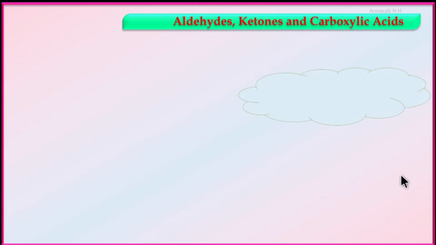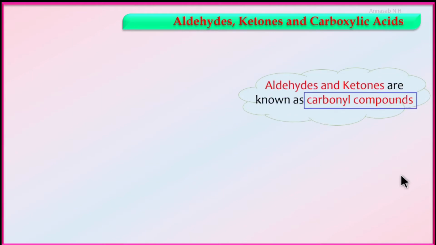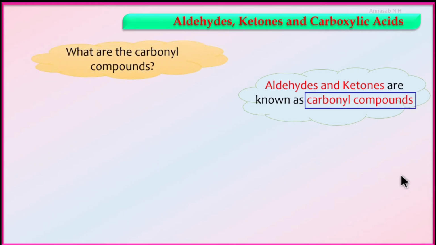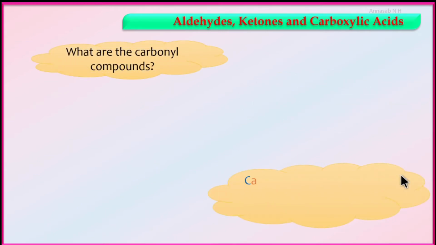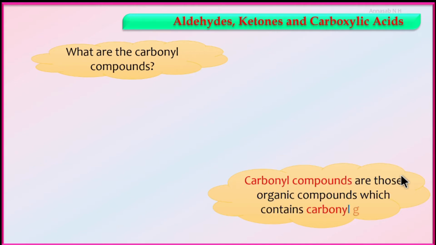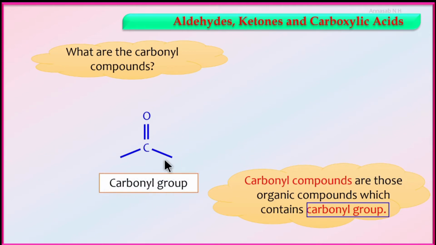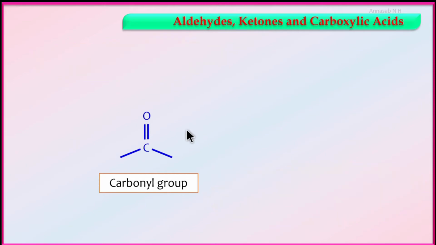These aldehydes and ketones are known as carbonyl compounds. So what are these carbonyl compounds? These are the organic compounds in which there is a presence of carbonyl group. So the carbonyl group looks like this. It is the C double bond O group. So out of 4 valencies of carbon, 2 valencies are free and the other 2 valencies are bonded with the oxygen atom.